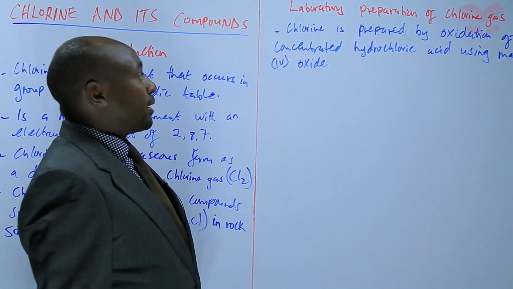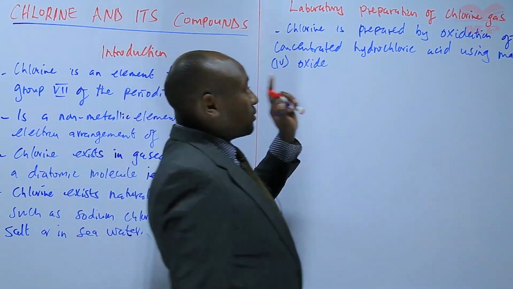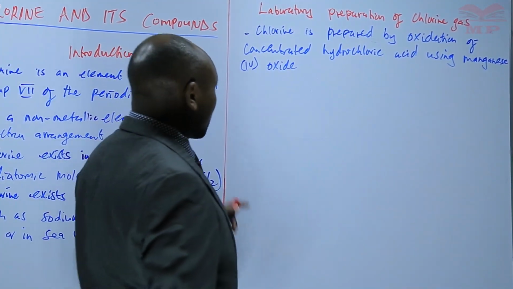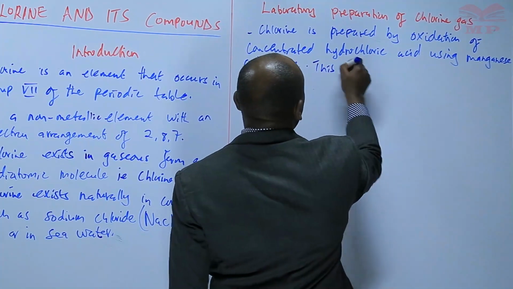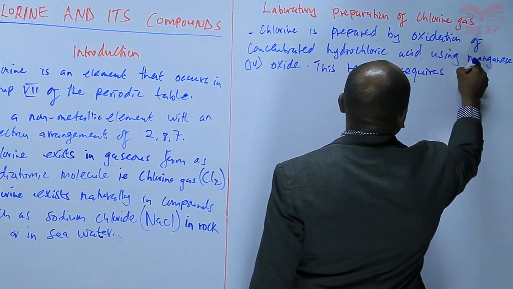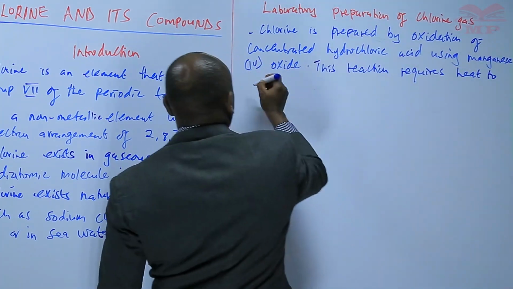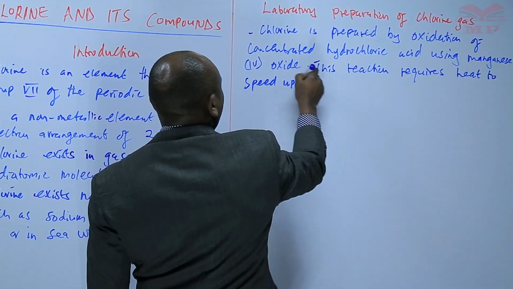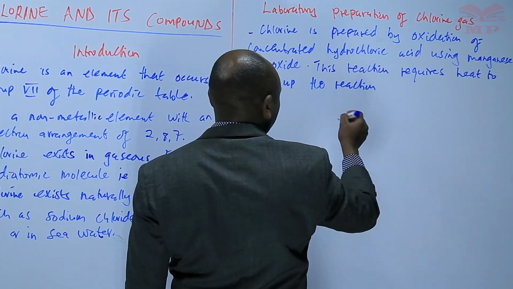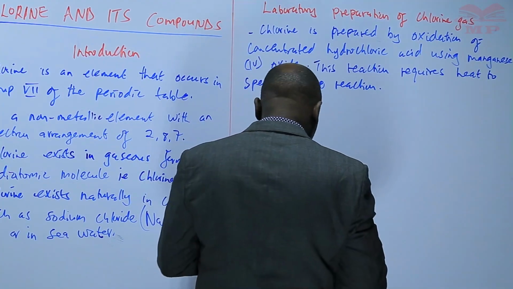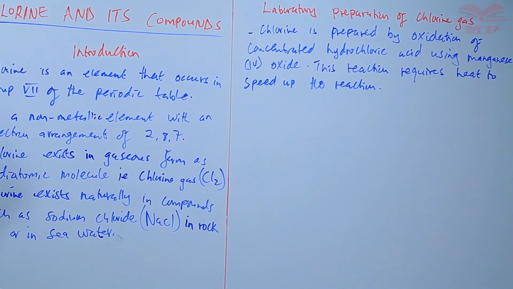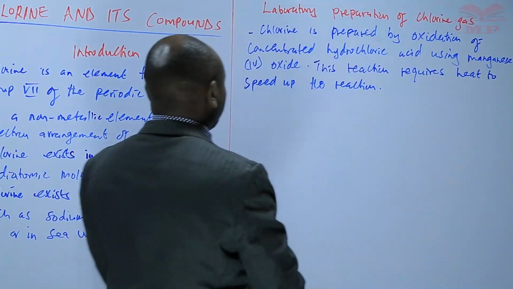So chlorine is prepared by oxidation, whereby concentrated hydrochloric acid is oxidized using manganese 4 oxide. And this reaction requires heat to speed up the rate of oxidation. So we're going to have a diagram, and this diagram shows how the setup is made.